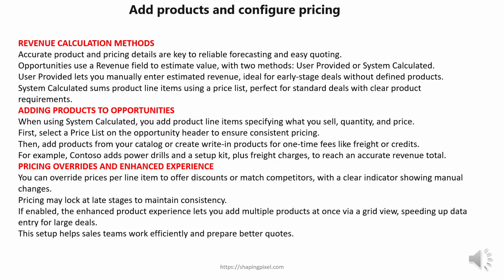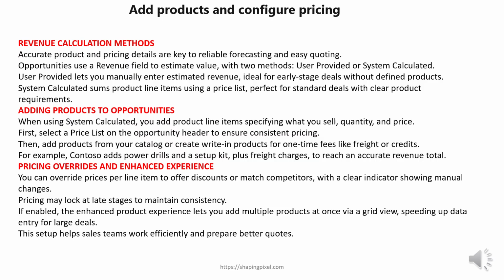Opportunities use a revenue field to estimate value with 2 methods: user-provided or system-calculated. User-provided lets you manually enter estimated revenue, ideal for early-stage deals without defined products. System-calculated sums product line items using a price list, perfect for standard deals with clear product requirements.